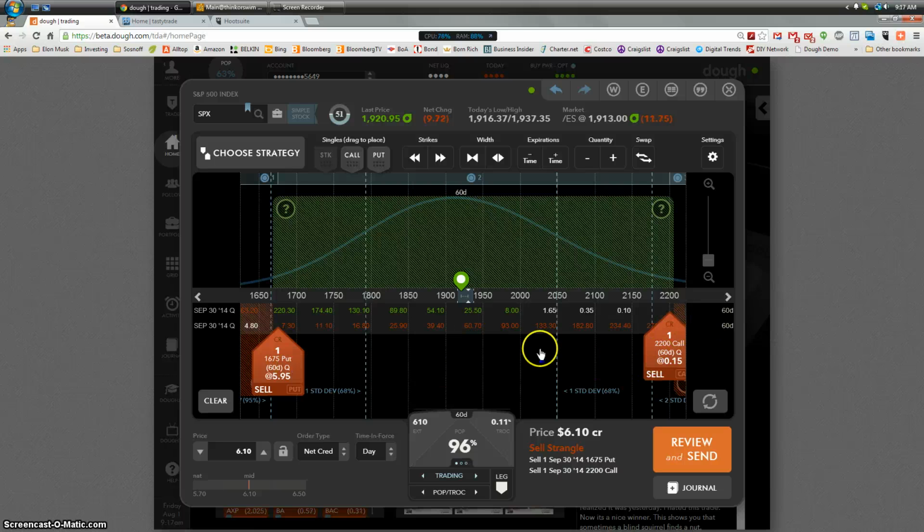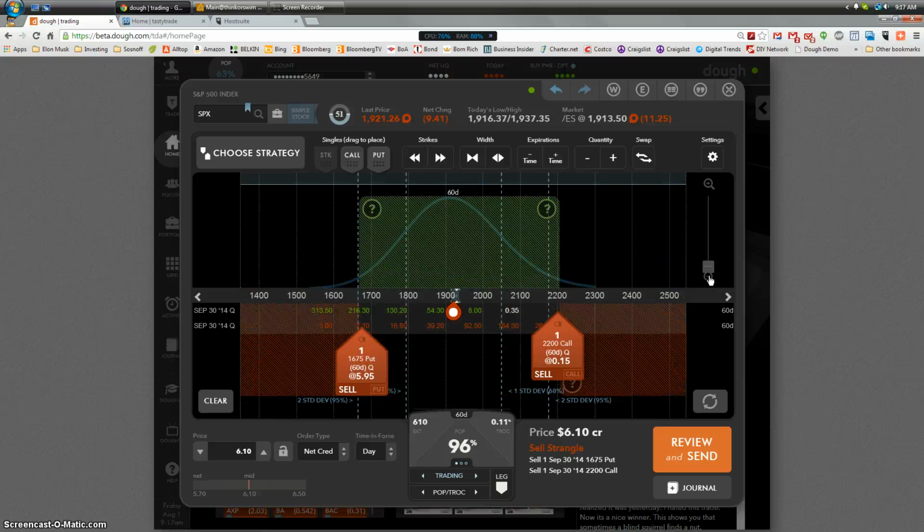Okay, now on the call side, you're making the same bet. You're betting that it'll stay below $2,200 at the end of 60 days. That's why everything in green, if the S&P 500 stays within this level, you make money at the end of 60 days. What are your chances of making a profit? Right here. Okay, now let me zoom out. Everything in red is where you lose money. So if the S&P 500 shoots past up this, this is where you lose money. If the S&P 500 drops down below here, this is where you lose money.